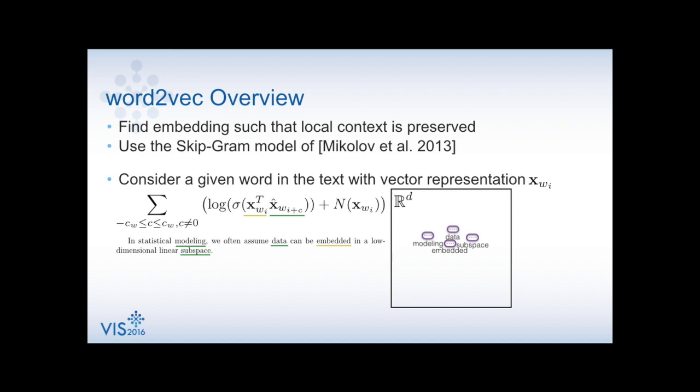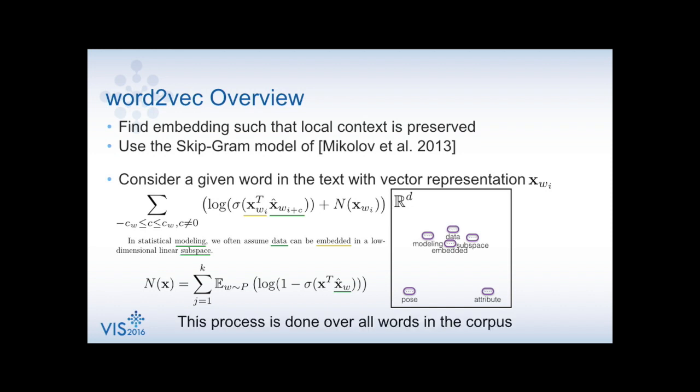Now, satisfying this alone, however, can result in the trivial solution of each word having the same vector. To enforce discriminative embeddings, negative sampling is performed, where we consider words that are randomly sampled from a distribution and then push these away from the target word, where the distribution is taken to be the unigram distribution over the corpus. We then perform this over all words in the corpus using stochastic gradient descent in order to scale to a really large document corpus.